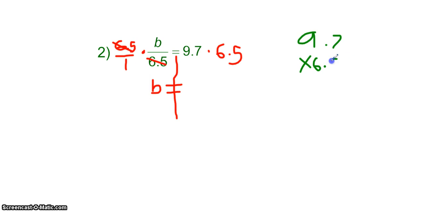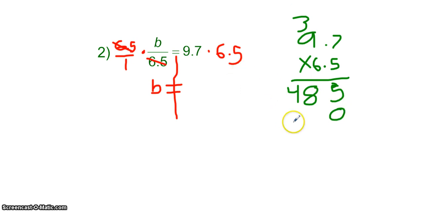Remember, you cannot use calculators on this unit. 5 times 7 is 35. It's 35. Carry the 3. 5 times 9 is 45. Add the 3, that's 48. 0 is a placeholder. 6 times 7 is 42. Carry the 4. 6 times 9 is 54. Add the 4, that's 58.